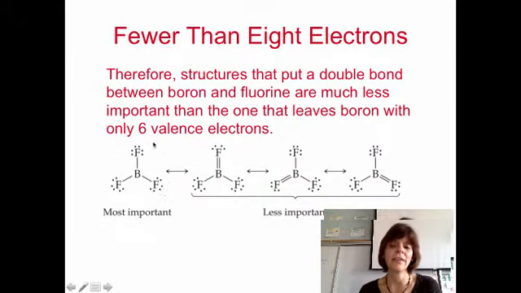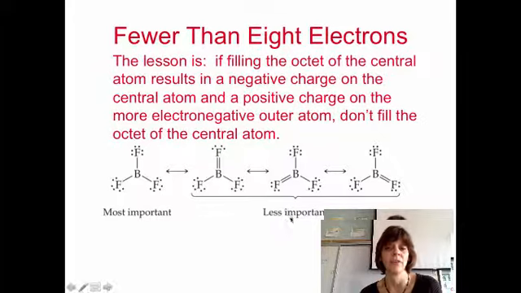Anyway, there are a couple of exceptions to the octet rule. Boron tends to be stable with 6 valence electrons. There are 3 types of ions or molecules that don't follow it: odd numbers of electrons, less than an octet, and more than an octet. Let's look at a couple of examples.